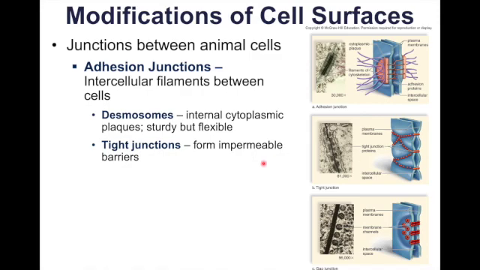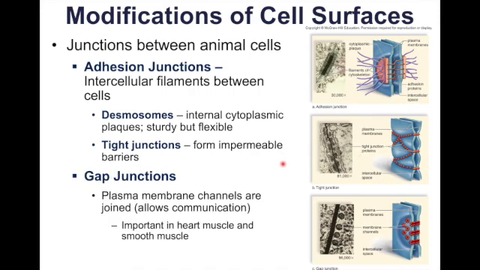It's almost like a zipper. These are forming impenetrable barriers, so they're really holding tight. And these are going to be in areas where you want to prevent leakage. So maybe like on the inside of your intestines, right? You don't want your digestive juices that are in your intestines leaking into your body, because that'd be really bad. So tight junctions there are going to form those impenetrable, less movable barriers.